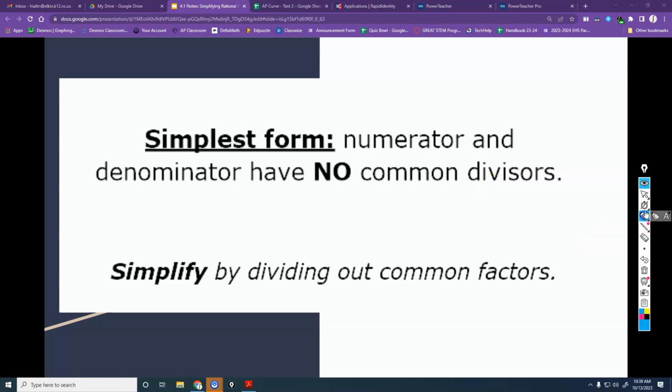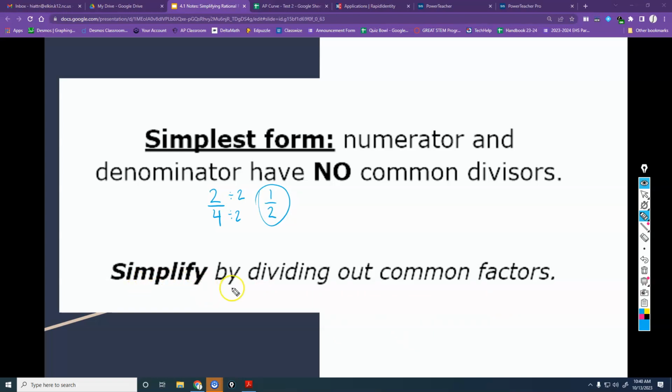So if we're thinking about just regular fractions, let's think about what that means. Like if I have 2 over 4, is that in simplest form? It is not. If I divide the top and the bottom by 2, I would get 1 over 2. That is in simplest form because there's nothing I can divide both of those by, right? So that is what we're talking about here. It's going to look different whenever we have x's involved, and we're going to look at that in a second.